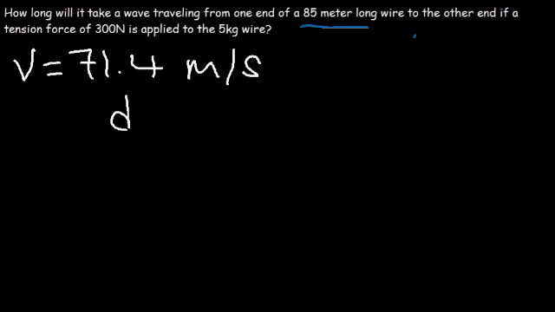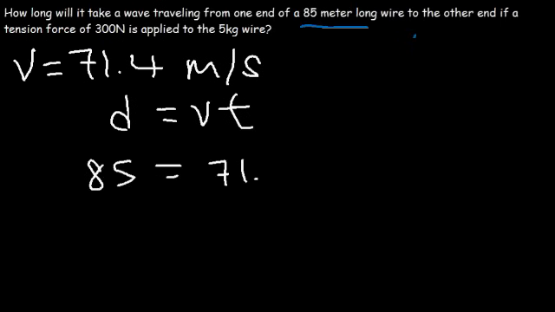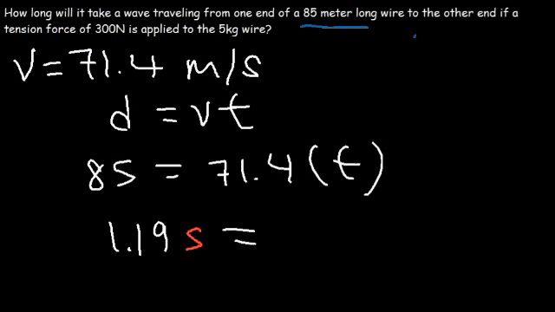So now using the equation d is equal to vt, we can now find the time. So the distance is 85 meters, the speed is 71.4 meters per second, and let's solve for t. We can do that by dividing both sides by 71.4. So 85 divided by 71.4 is equal to 1.19. So it's going to take 1.19 seconds for the wave to travel from one end of the wire to the other end.